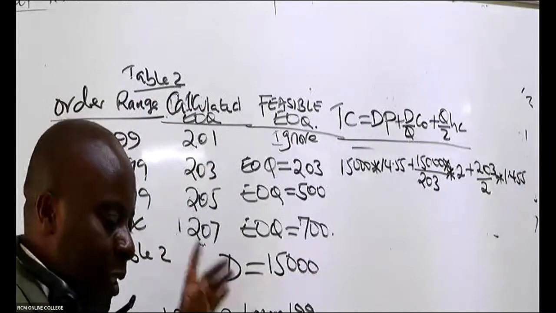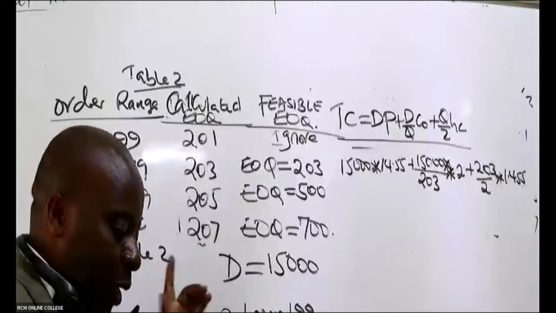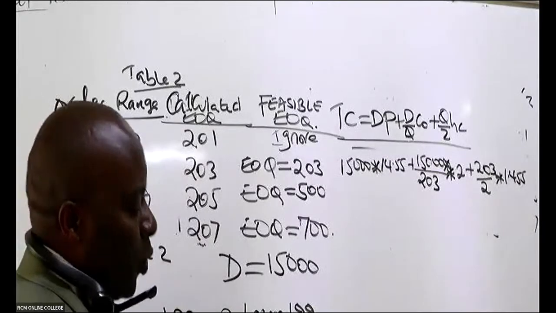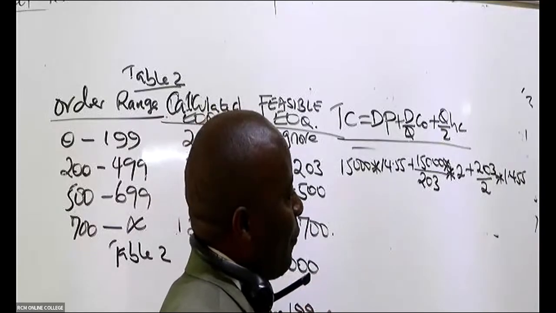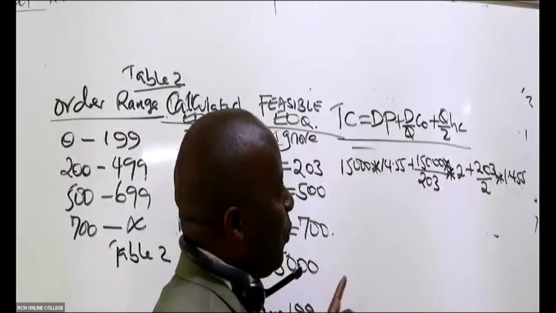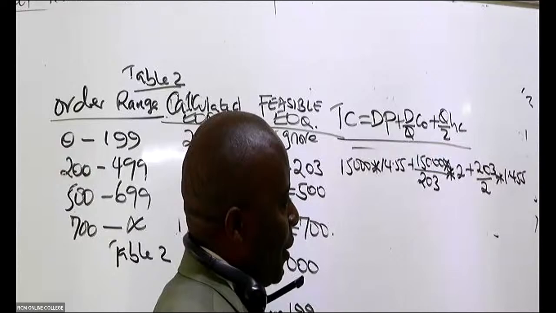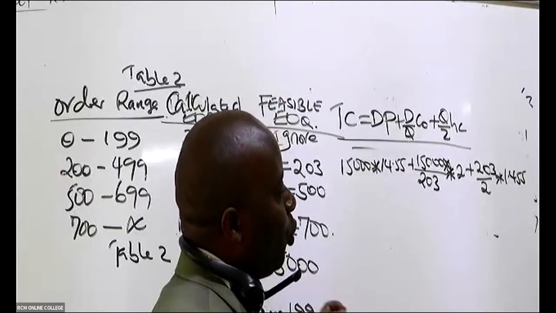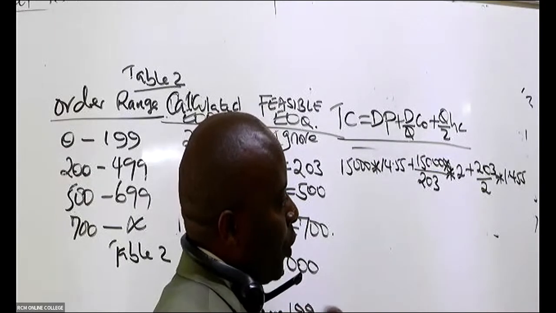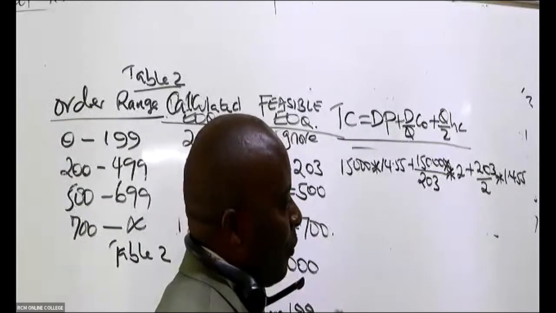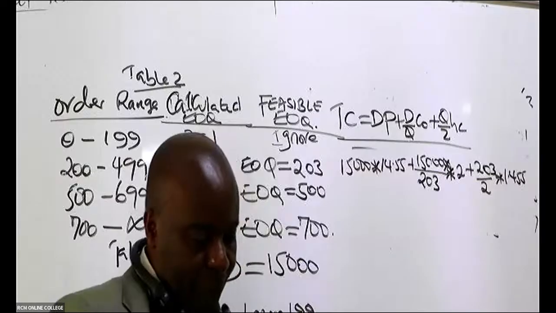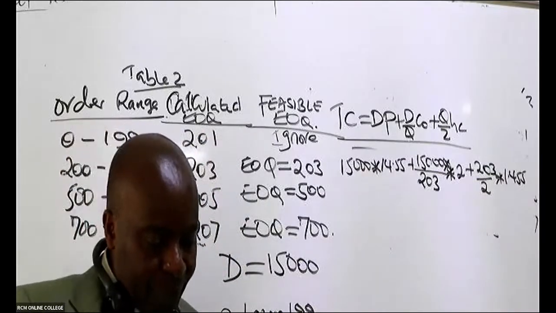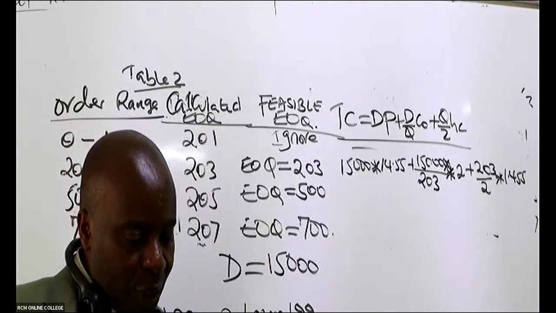So can somebody give me that total cost? Evaluate that total cost. Using your calculator, you will say 15,000 times 14.55 plus 15,000 divided by 203 times 2, plus 203 divided by 2 times 1.455. And then you give me an answer. So according to Yetember, we are getting 218.